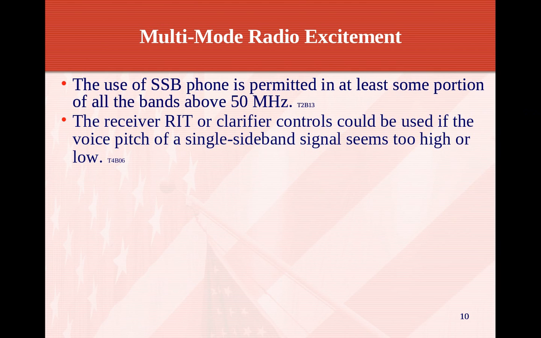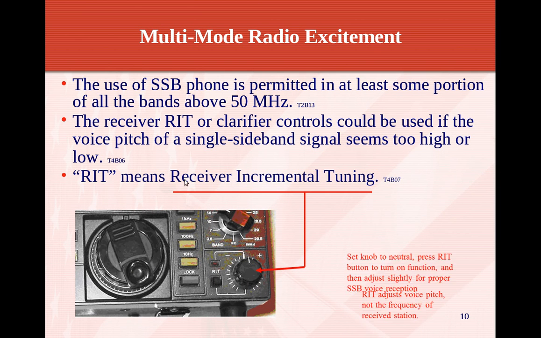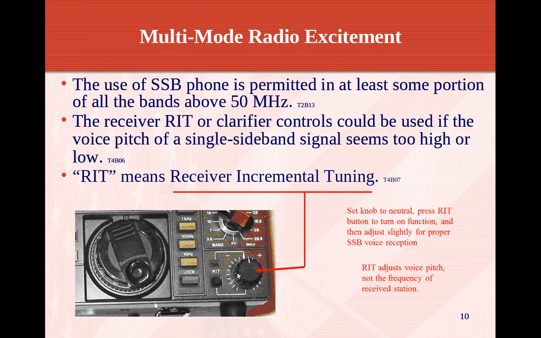The receiver RIT or clarifier control can be used to adjust the voice pitch of a single sideband signal if it seems too high or too low. So if you don't want to change your frequency, you can change the RIT to get the other station in a little bit clearer. It's called a clarifier. And you don't have to change your frequency at all. You're just changing the pitch or the tone of the single sideband coming in. So RIT means receiver incremental tuning. This is just the receiver side that you're changing the frequency on, not the transmitter side.